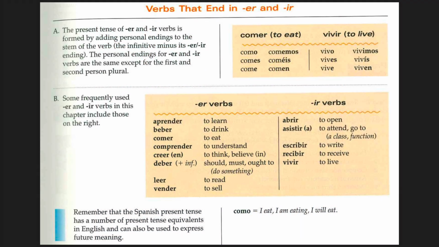We need to sell. James sells. Let's find it. What is it? Vender. Did you see it? It's under the ER. Vender, to sell. Nice. All right, now let's apply it to James.